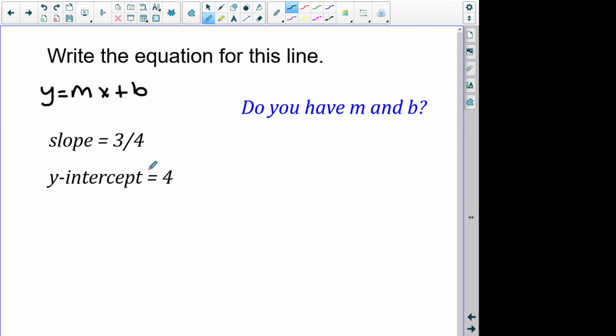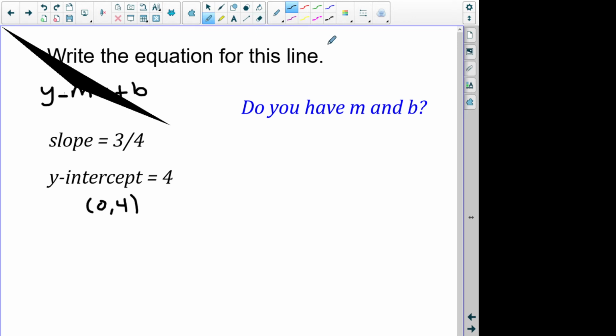So if I look at what they give me here, I know that it has a slope of 3/4. It means it rises 3 and runs 4. Every time x changes by 4, the y value changes by 3. And it has a y-intercept of 4. Now, keep in mind, this is our b value. This actually represents the point (0, 4), so that's where it crosses the y-axis.